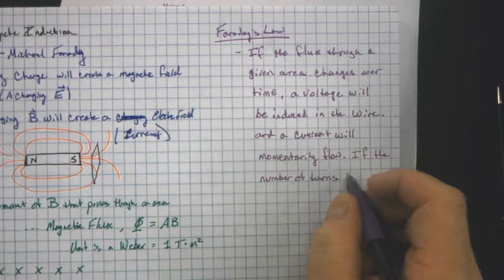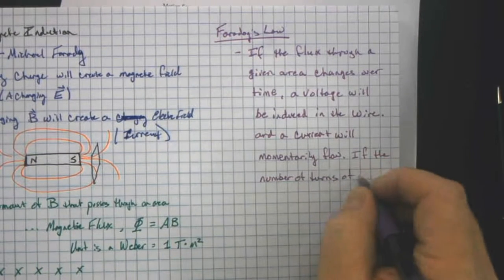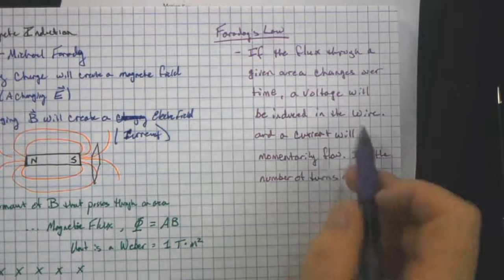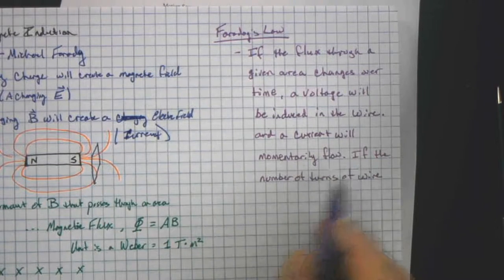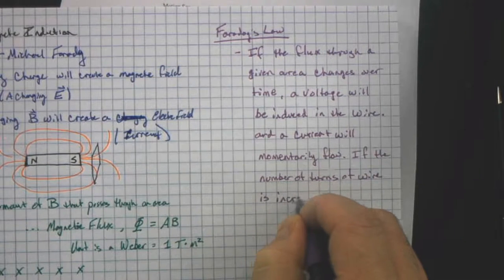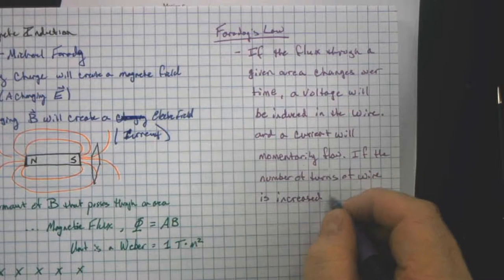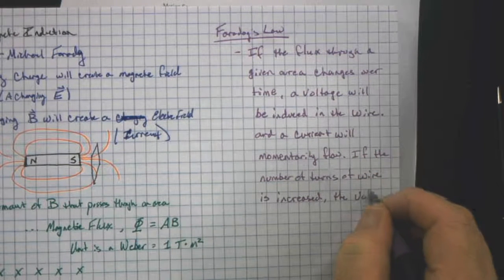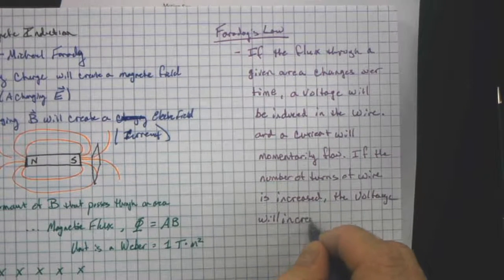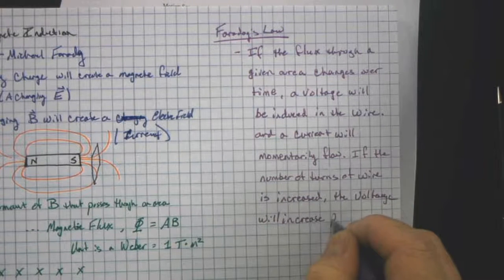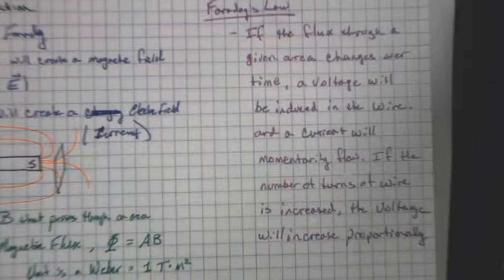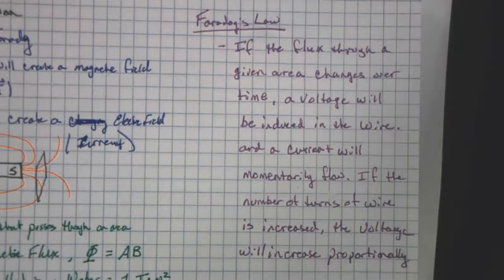If the number of turns of wire is increased, the voltage will increase proportionally. Is that better? Okay.